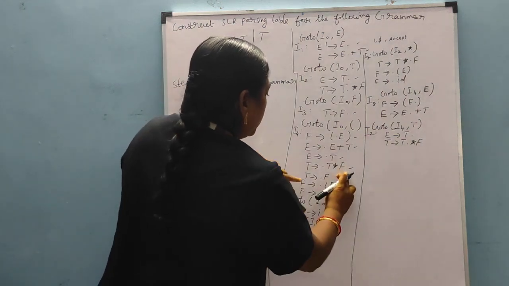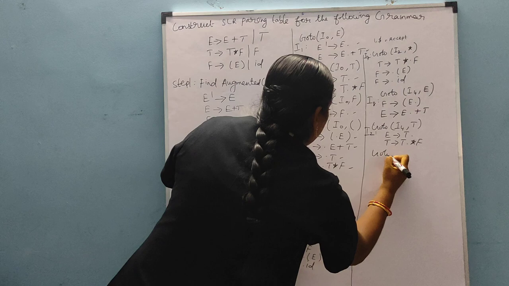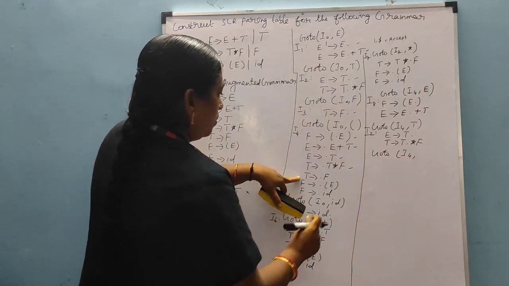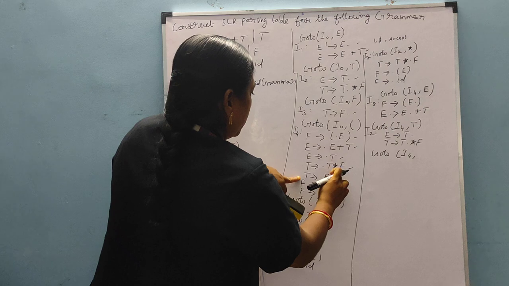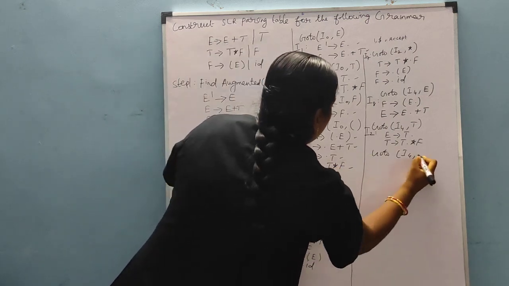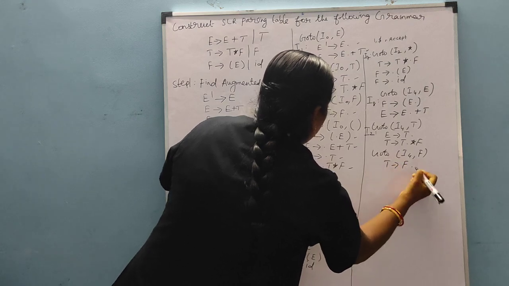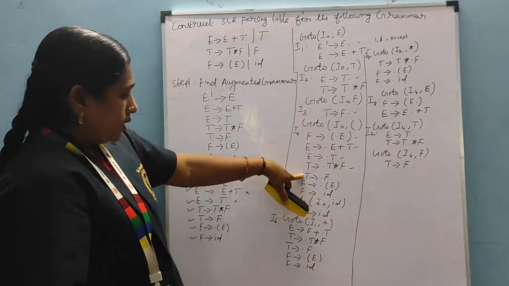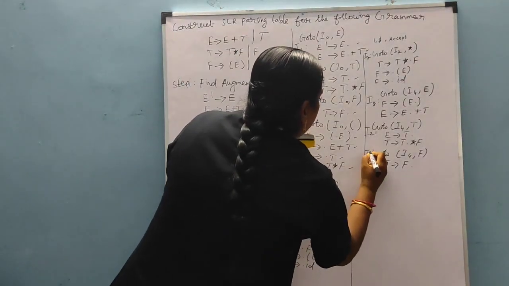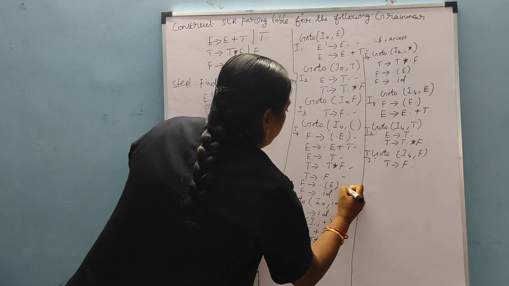Up to this completed. Now you can check the next one. Go to I4 comma T completed, and then now F. So T tends to F dot. Is this a new state or an existing one? Yes, an existing one. So I am writing here I3.